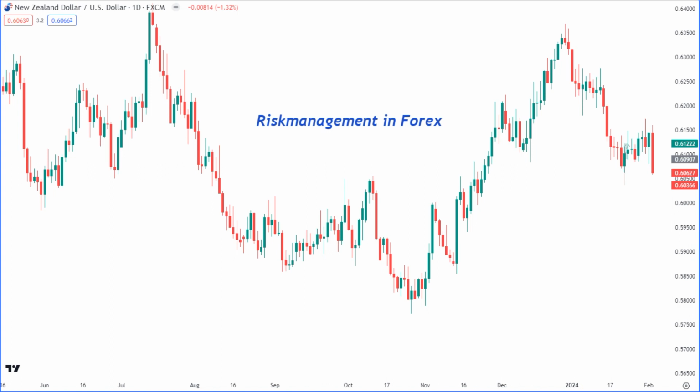Because if you can calculate your risk, it's the first step you need in order to be able to manage your positions in order to be successful in trading. So let's start right away and take a closer look at the chart.